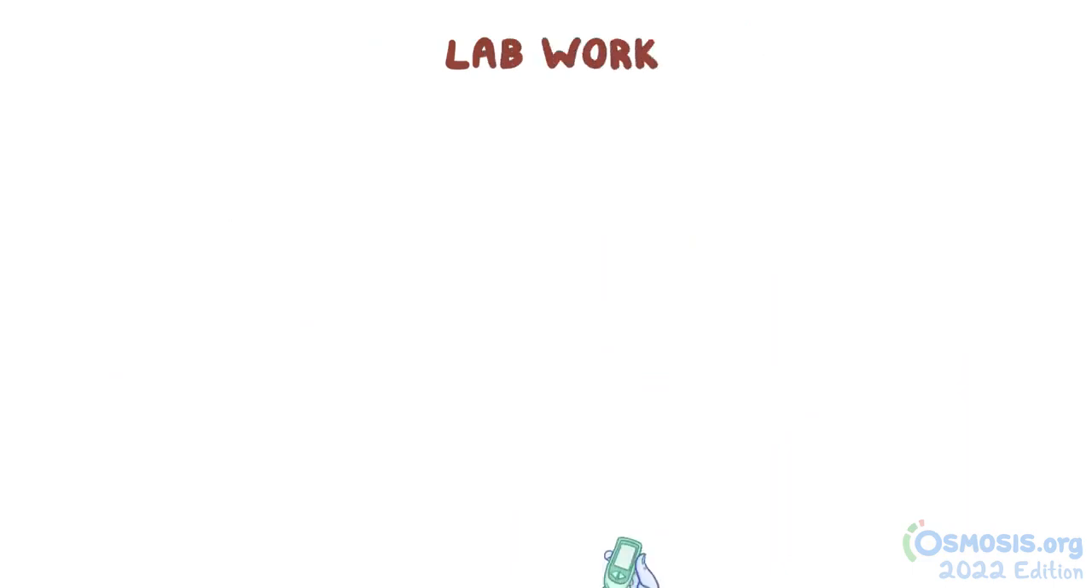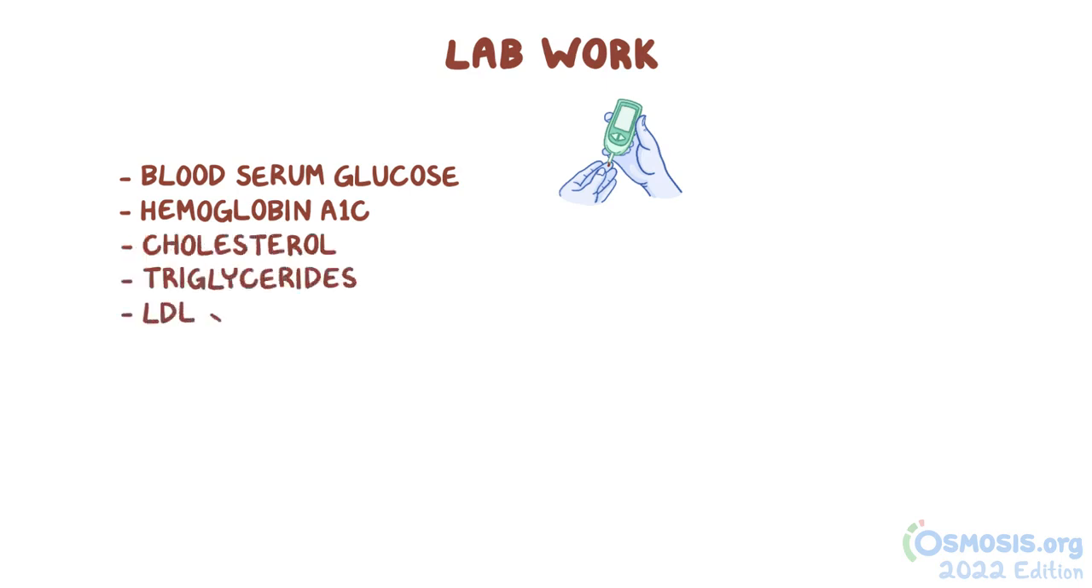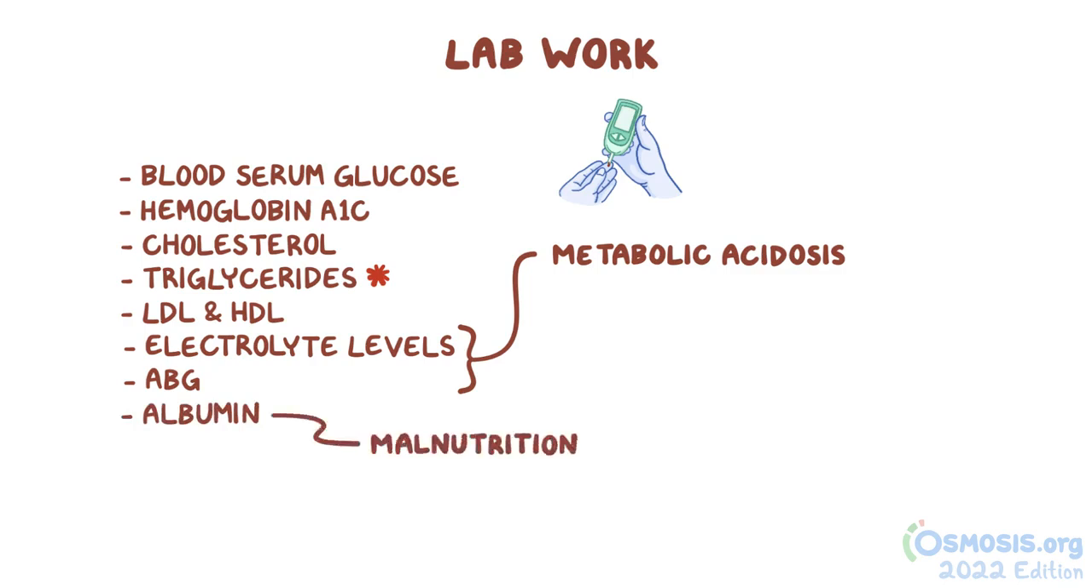Further lab work consists of blood serum glucose, and hemoglobin A1C levels are checked in individuals with diabetes mellitus. Individuals with CKD are at a higher risk for cardiovascular disease, so cholesterol, triglycerides, LDL, and HDL levels are also checked. The most common finding in CKD is high triglyceride levels. Electrolyte levels and an ABG are done to assess for metabolic acidosis. Additionally, with ESRD, albumin levels are also checked, and they're usually low when there's malnutrition.